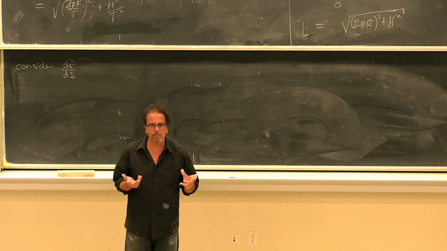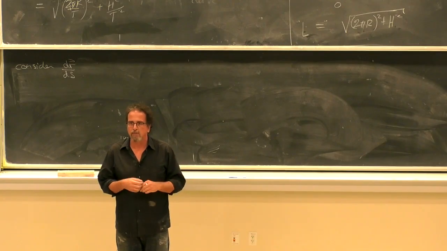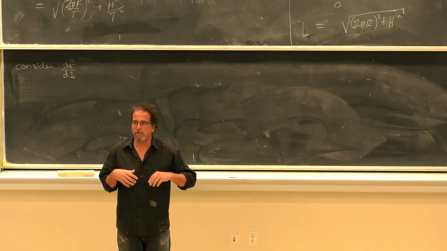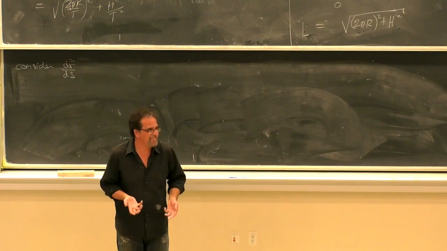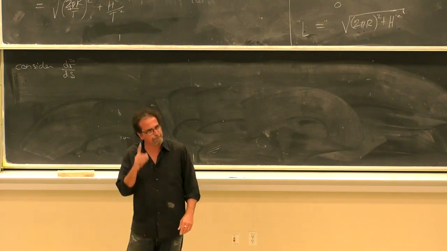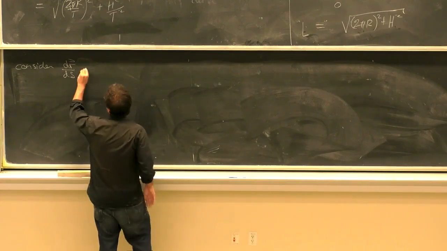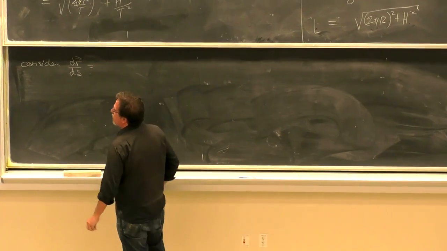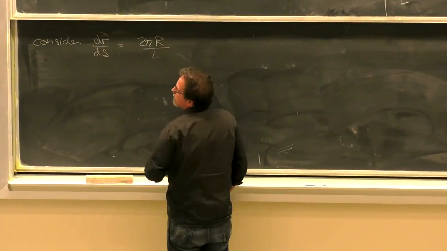The units. The numerator has units of meters, and the denominator has units of meters. So it's going to have no units. Meters divided by meters. Interesting. Let's do it. So we got 2 pi r over L.